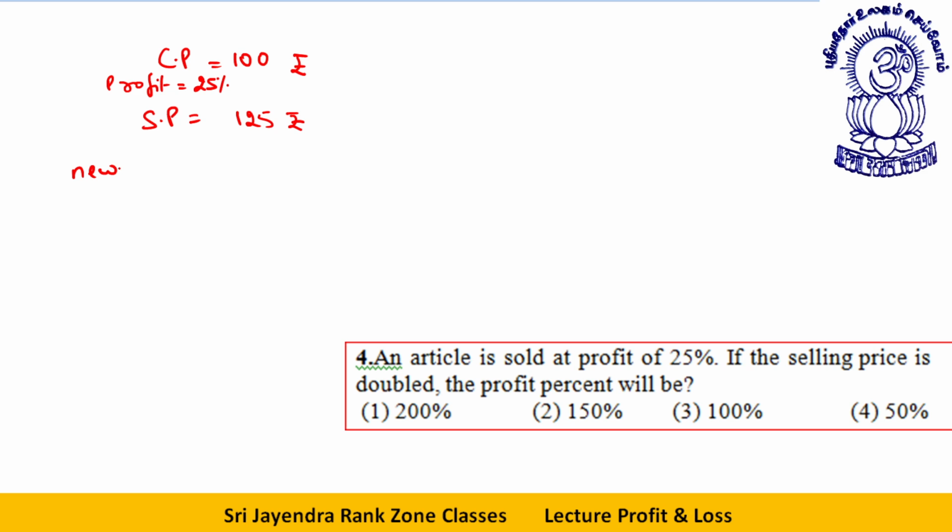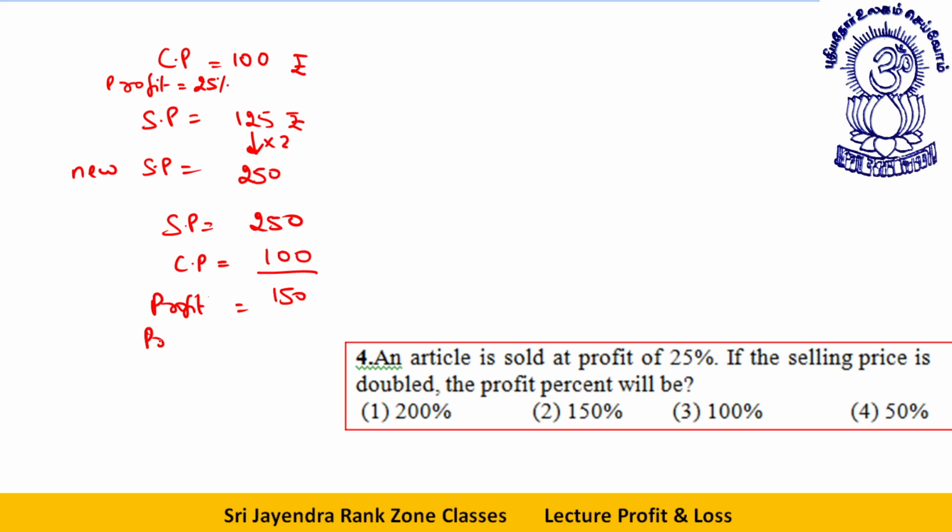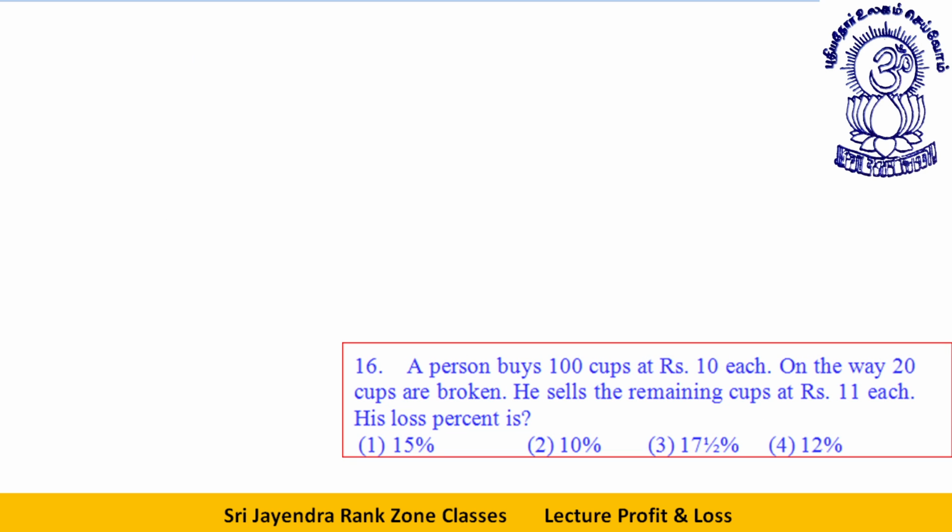Now, if the selling price is doubled, then what will be the new SP? The new SP will be double of this, multiplied by 2, which gives you 250 rupees. So our SP is 250, whereas our CP is 100. Then the profit percent will be how much? First of all, the profit will be 150 rupees, and since the CP is 100, it will automatically be 150%. Okay, dear students, let's move to the next part.